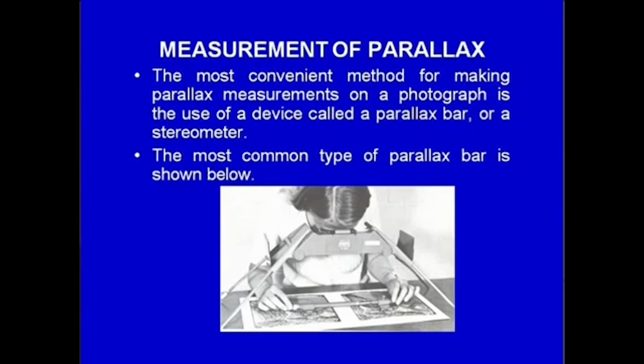Now, having established the parallax equations, our next foremost task is the measurement of parallax. The most convenient method for making parallax measurements on a photograph is the use of a device called a parallax bar or stereometer. The most common type of parallax bar has been shown below in the picture.